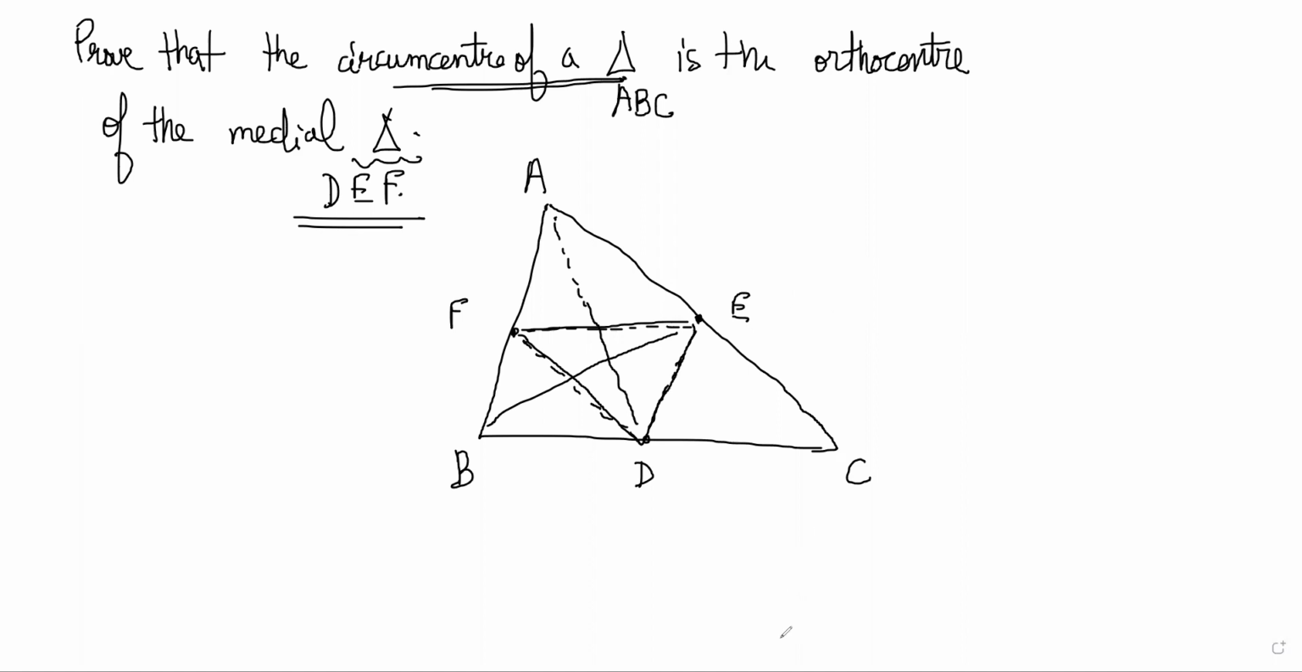Sir, FE will be parallel to BC. So since O is the circumcenter of triangle ABC, I'll mark O somewhere. Wait one second. I'll make a perpendicular from here, and a perpendicular from here, through the midpoints, right? This is my O.